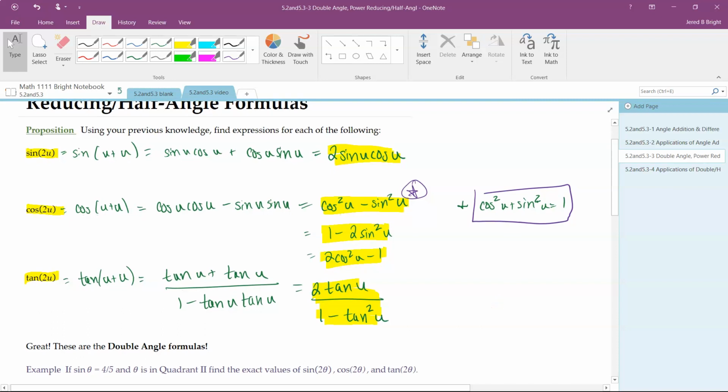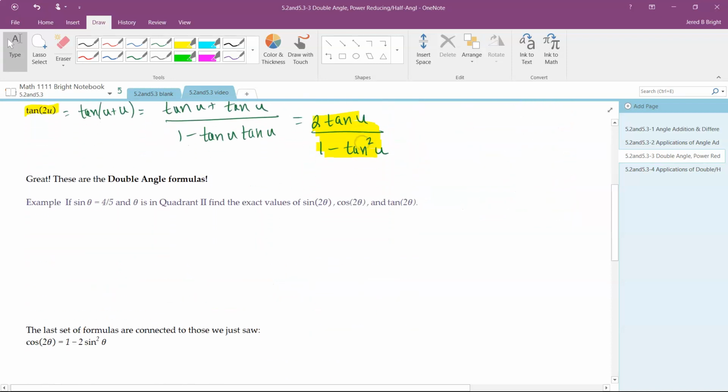Okay. So then, just as a quick example connected to all this, we know that sine of theta is 4/5 and theta is in quadrant 2, and we want to find the exact values of each of these. So just a quick little sketch. Theta is in quadrant 2, and we know sine is 4/5, so that means cosine is -3/5. And we want to find these identities.